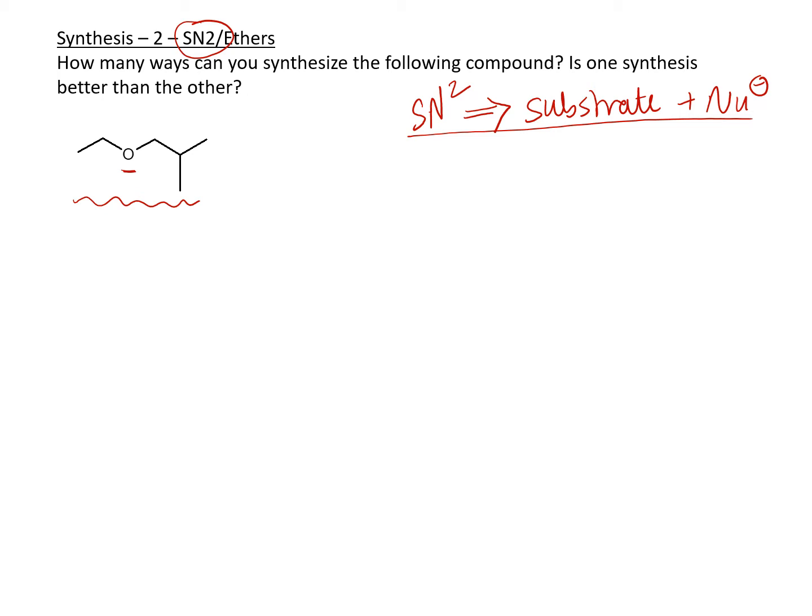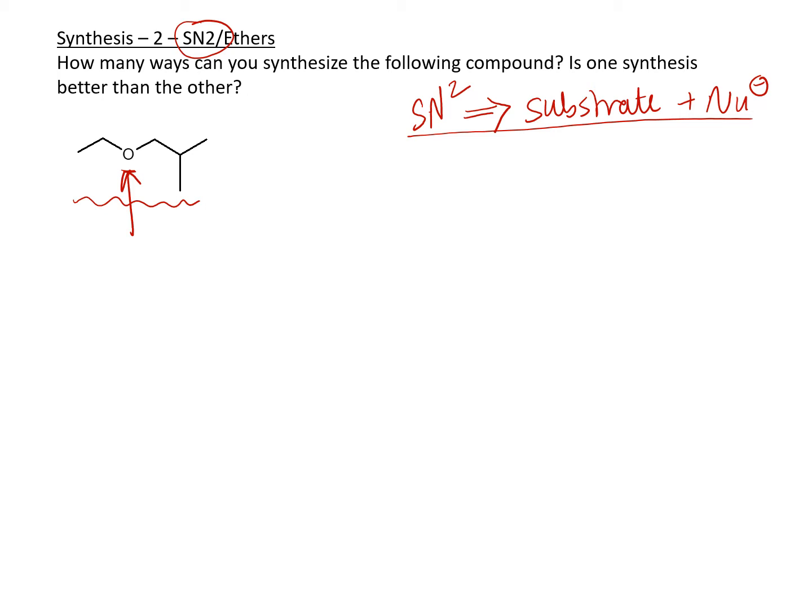Again, when you're looking at an ether, the main thing you should focus on is the oxygen, because the oxygen or the heteroatom is where the breakage point is going to be. So you have to fragment this compound, and when you fragment it, you can fragment it two different ways. That's the whole point of having the two different syntheses.